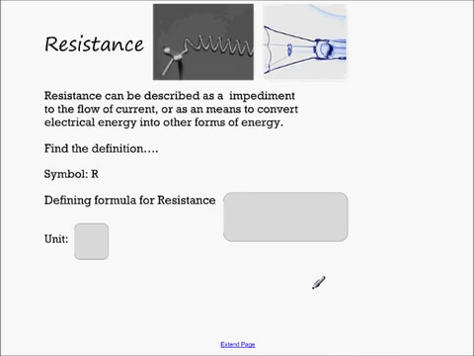Resistance we described as impediment to the flow of current, or as a means to convert electrical energy into other forms of energy. So think of a light bulb. It's a resistor. It is there to convert energy from electrical into heat and light. A plain old resistor, well, that just creates heat energy.